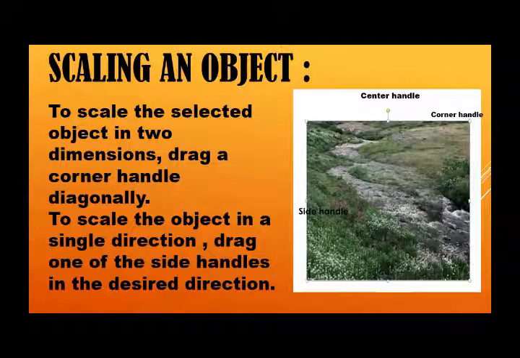So to scale the selected object in two dimensions, drag a corner handle diagonally. To scale the object in a single direction, drag only one handle to the desired position. Now, moving on to the gradient transform tool.